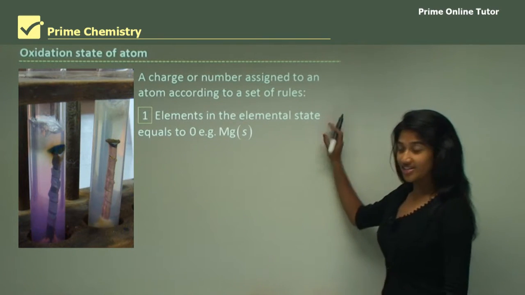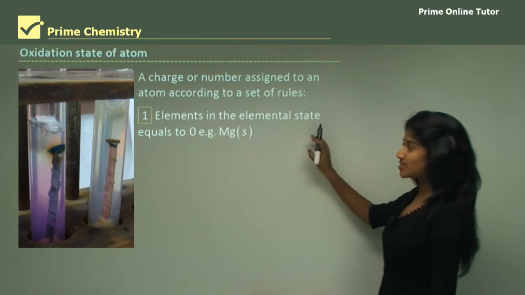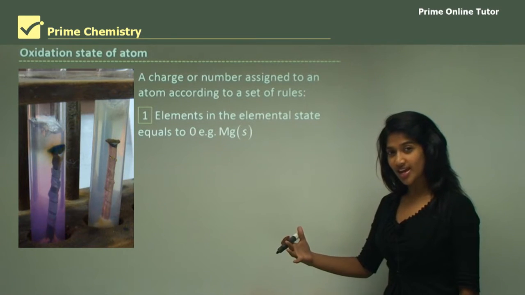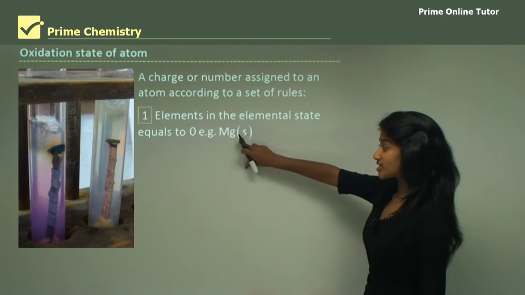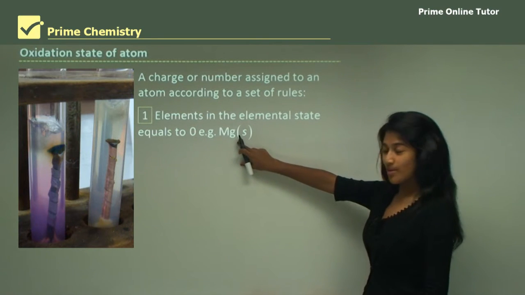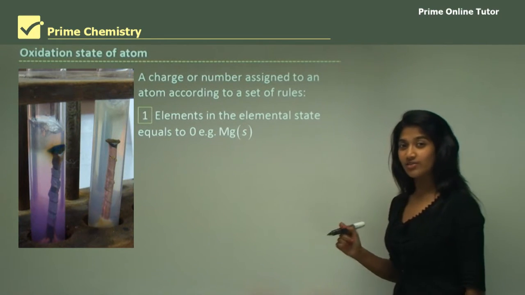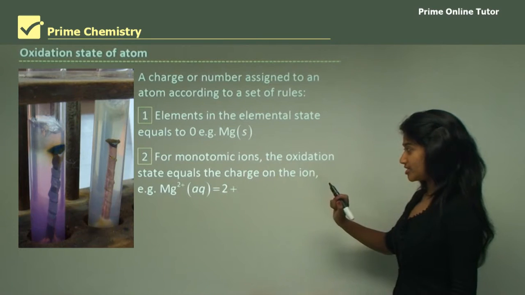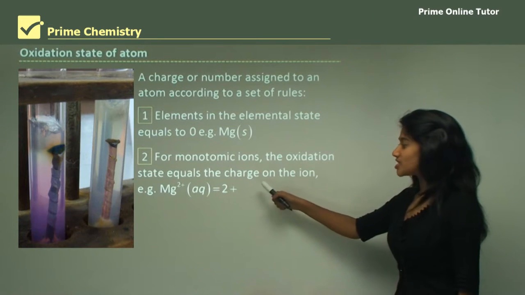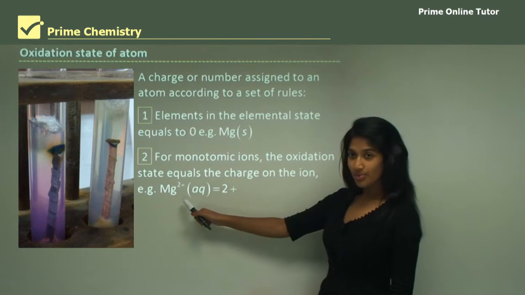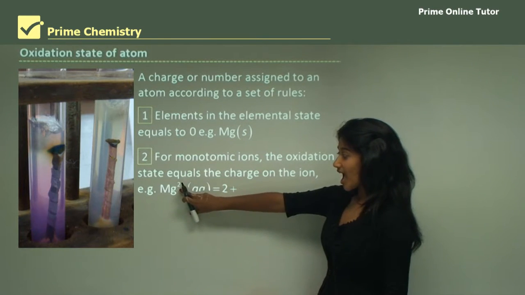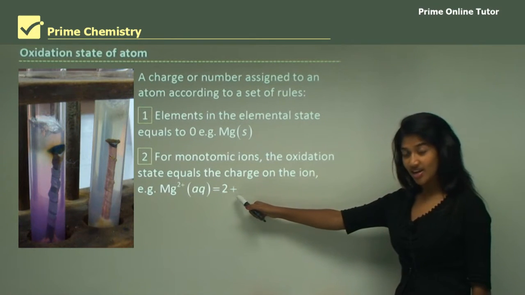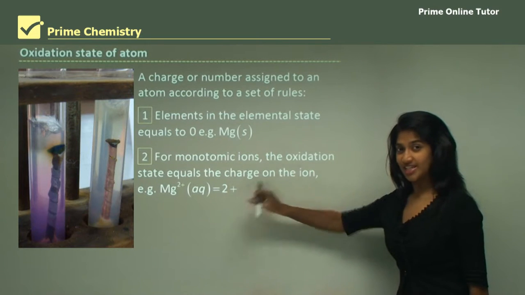So the first rule here says elements in the elemental state equal 0, which means any element that is in its elemental state without a charge has an oxidation state of 0. For example, magnesium here has an oxidation state of 0. The second rule says for monoatomic ions, the oxidation state equals the charge on the ion. So for example, here we have a magnesium ion with a 2+ charge. Therefore, the oxidation state would be 2+, as you can see.